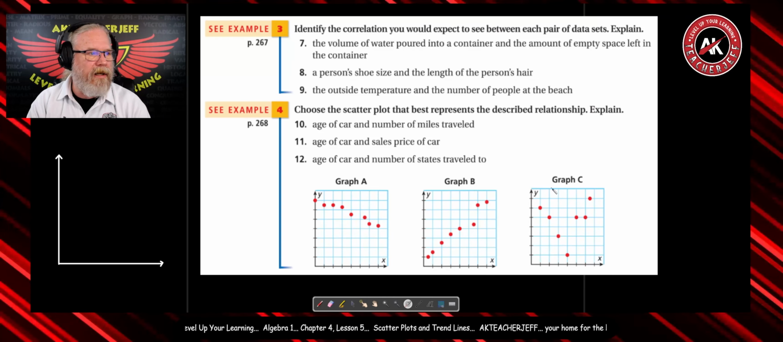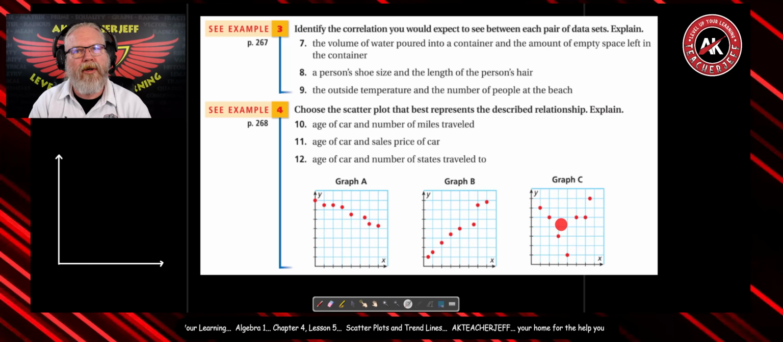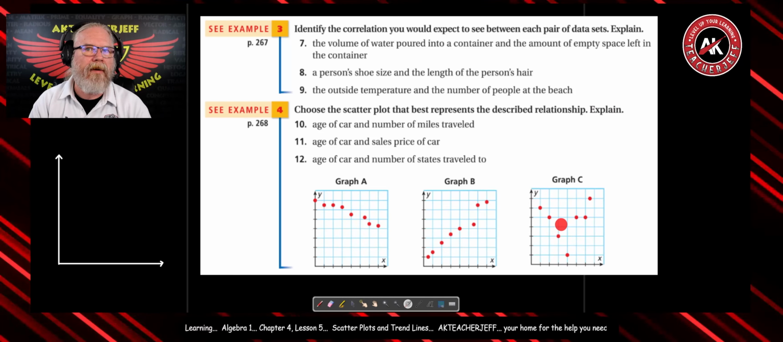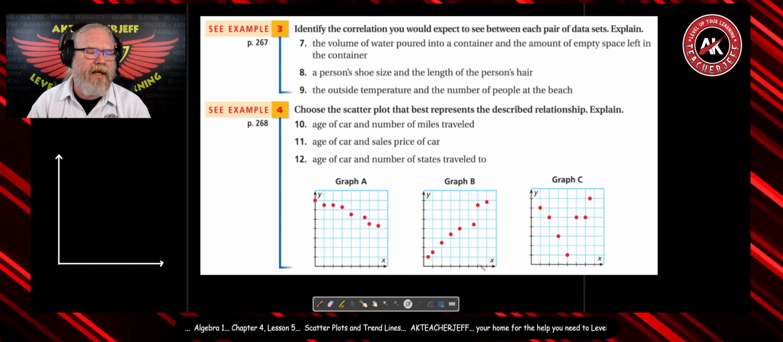And then finally, the age of the car and the number of states traveled to. How old your car is doesn't necessarily determine the number. There's no relation between how old your car is and how many states that you travel to.